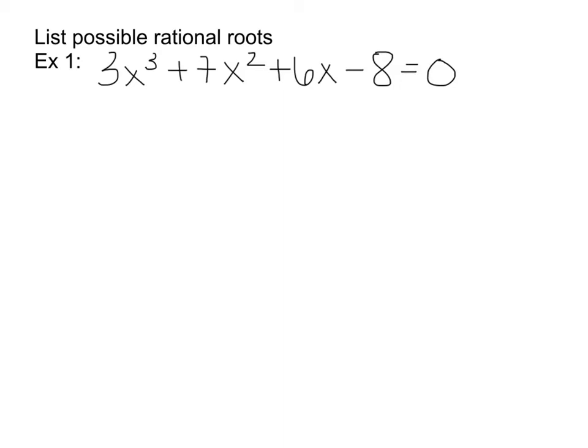In our first example, we are going to practice listing all the possible rational roots. So we're going to look at 3x cubed plus 7x squared plus 6x minus 8. So negative 8 is our constant term, and 3 is our leading coefficient. So negative 8 represents p, and 3 represents q. So we wrote down factors though. So let's look at the negative 8 and just think of it as 8.